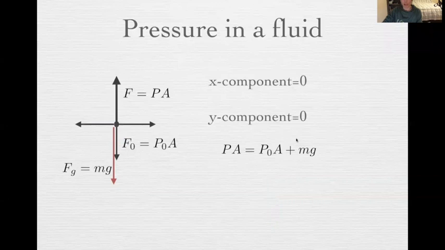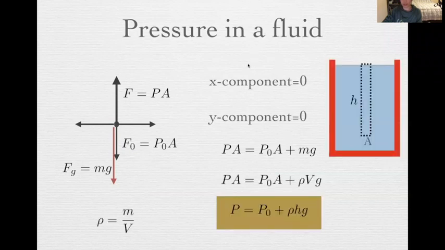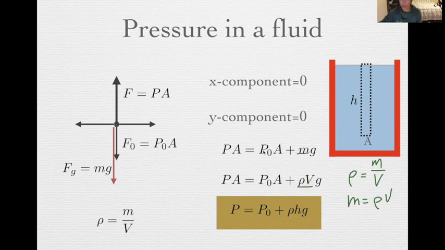For the x component, we say it's 0, and for the y component, we have PA, which is the upward force, equal to the downward force, P naught A plus mg. So let's massage this a little bit. What is mg? m is the mass, right? And we know mass is nothing but the density times the volume, because density is mass over volume. So m is rho V.